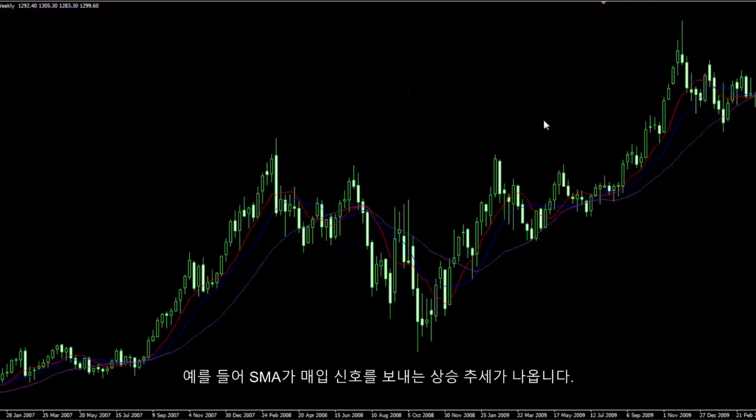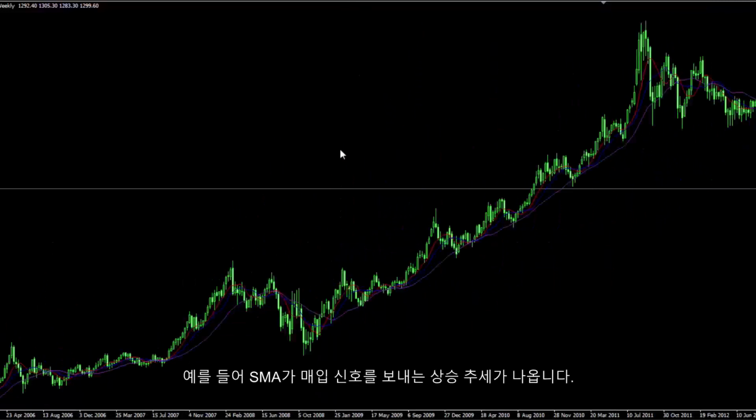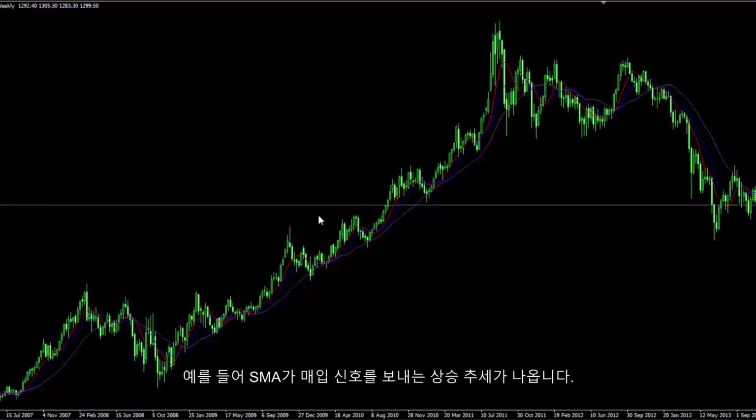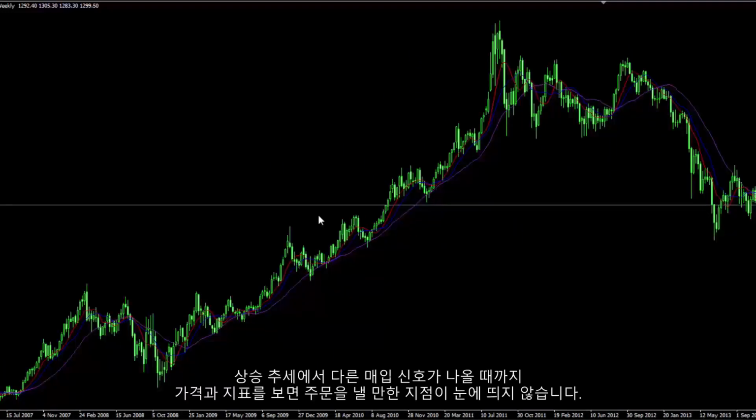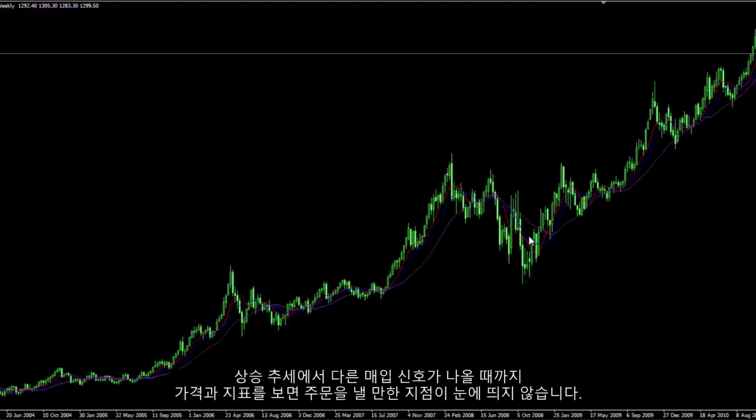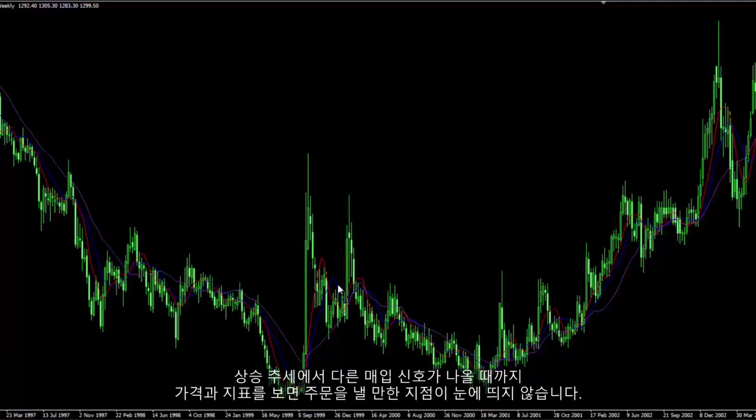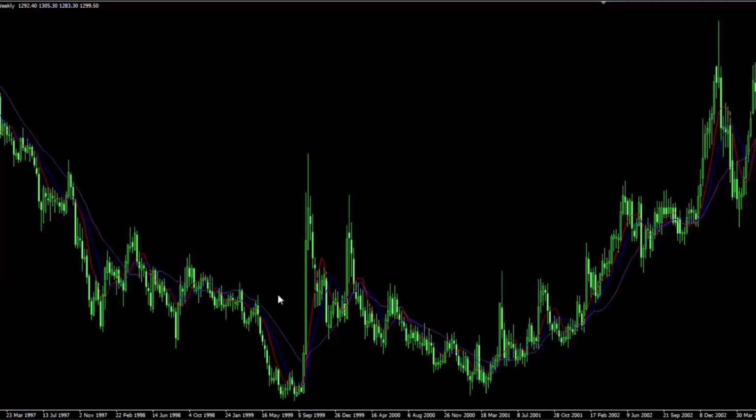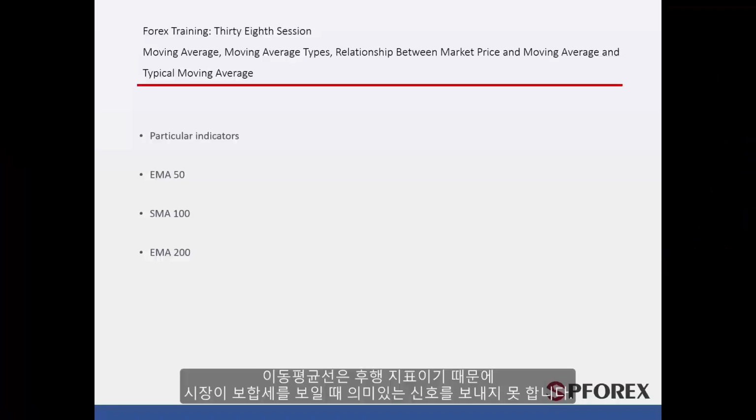For instance, there is an upward trend with a buy signal from SMA indicators. Later, market price and indicator signals did not show any opportunity to place an order until another buy signal on an uptrend. Moving average is a lagging indicator, so it cannot produce any reliable and important signals on a range market.